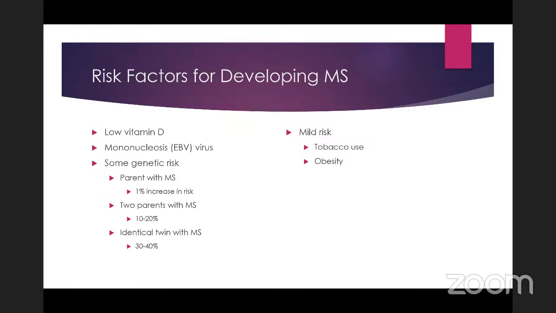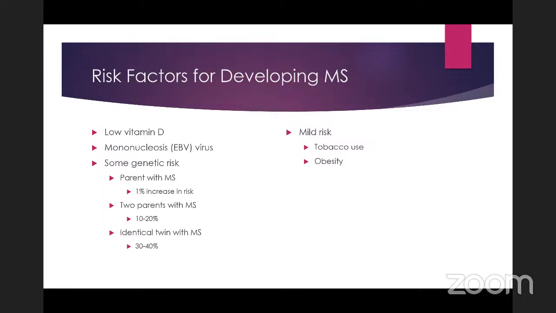There is some genetic risk within MS, but not a whole lot. If a parent has MS, the chances of their child having MS only increase by 1%. So that's pretty low. If you have two parents, your chances go up to 10 to 20%. If you have an identical twin, someone that shares the same exact genetic material as you, it only goes up to about 30 to 40%. So there really is an environmental factor to this disease too.